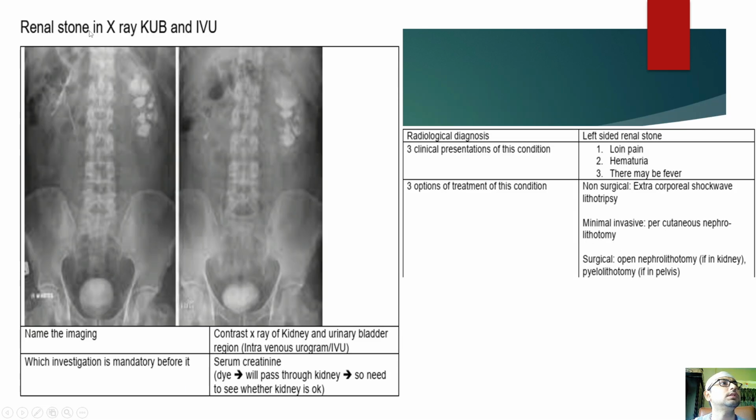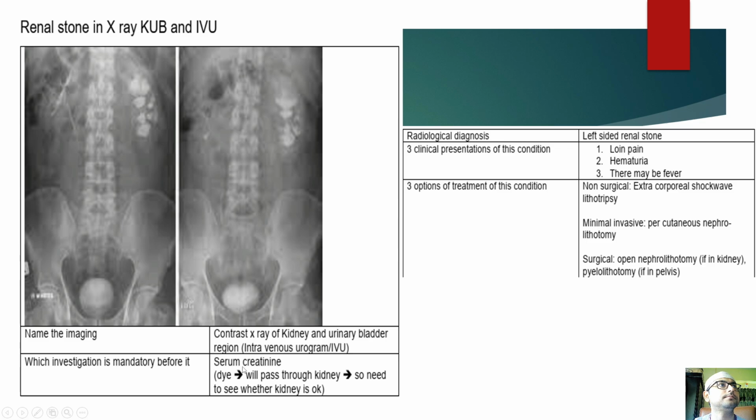And this is the renal stone in the X-ray, KUB, and IVU. The name of the imaging is contrast X-ray of kidney and urinary bladder. So which investigation is mandatory? Creatinine, because you can see huge multiple stones all through the kidney. So the renal function must be checked, because I think renal function is not normal.